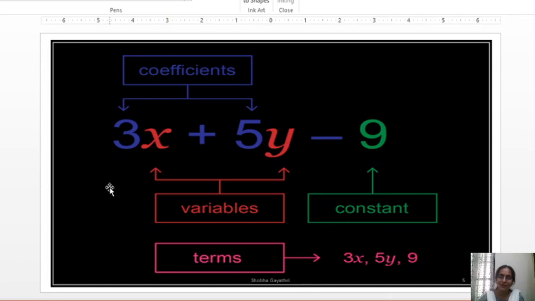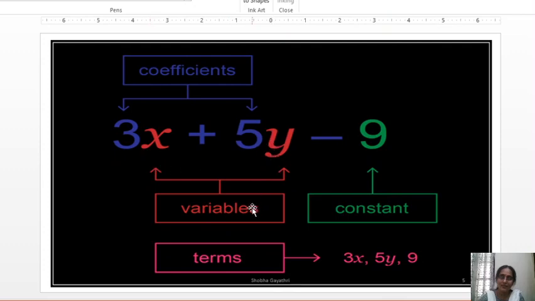Now we will name the terms, the words associated with expressions. You know this expression you have learned in 6th standard. The expression 3x plus 5y minus 9 consists of 3 terms: 3x, 5y and 9. Here the 3 and 5 are associated with the variables x and y. 3 is the coefficient of x, 5 is the numerical coefficient of y. 9 is constant. Here x and y are variables.